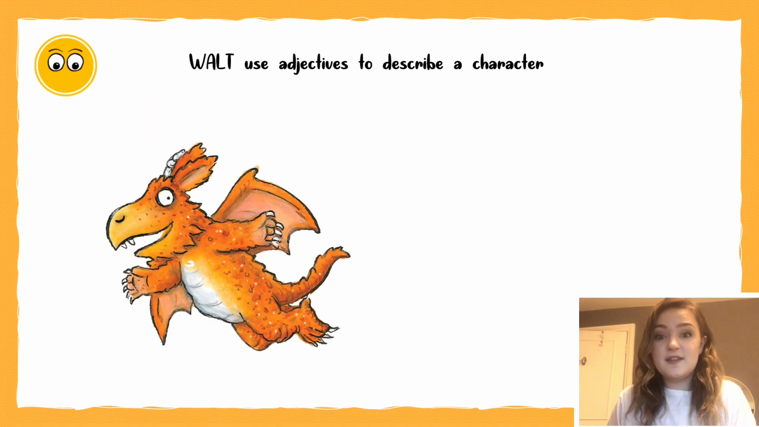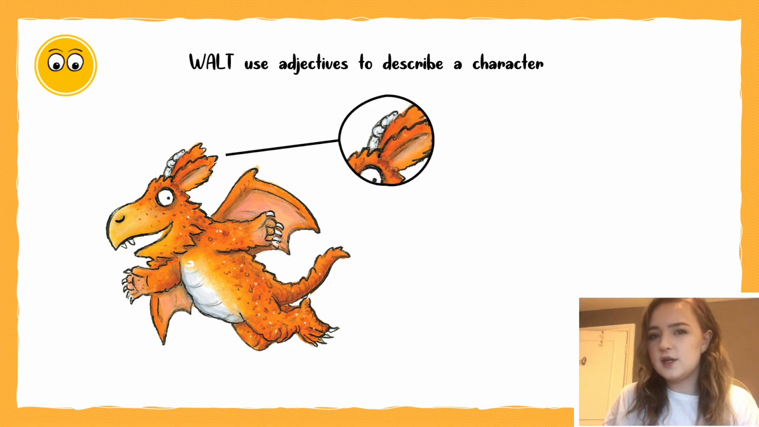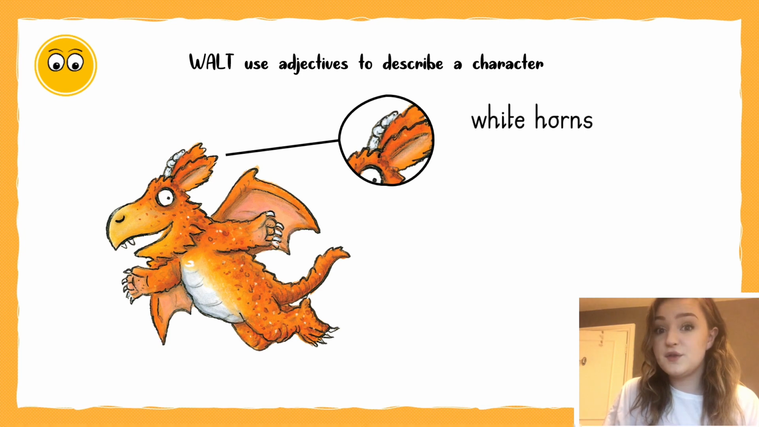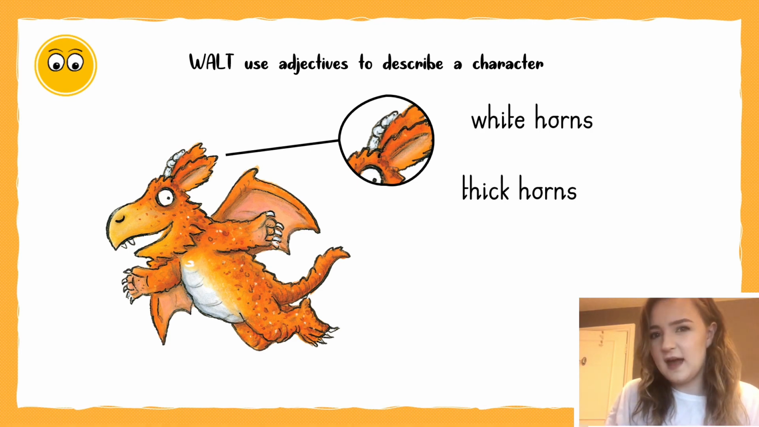Right, let's look at another feature of Zog. Let's look at his horns. Have a think. Can you come up with any adjective to describe his horns? Let's see. I think I'm going to use the adjective white. Zog has white horns. I'm describing what his horns look like by describing the colour of them. I could also say that they are thick horns. Can you spot the adjective there? What's my adjective?